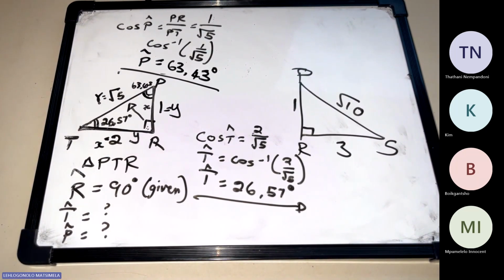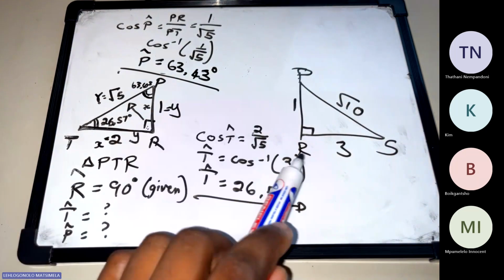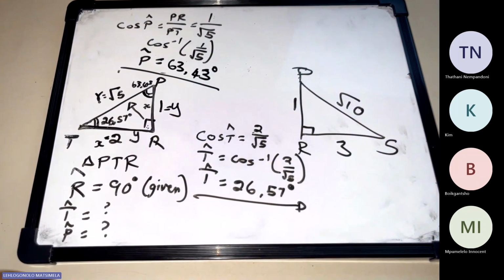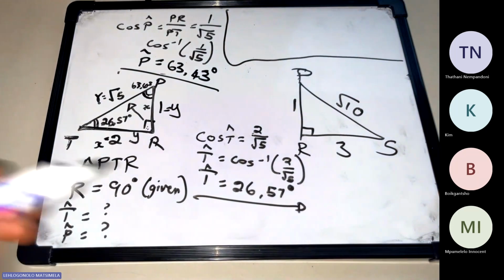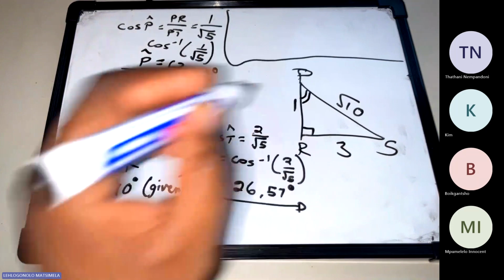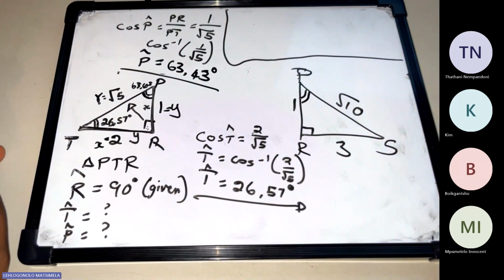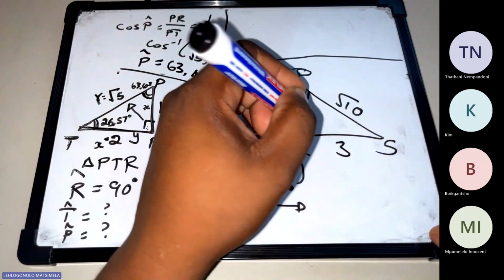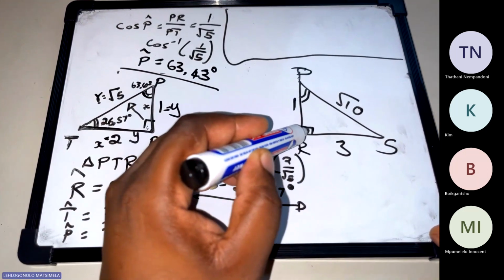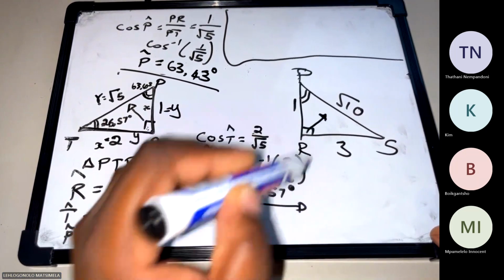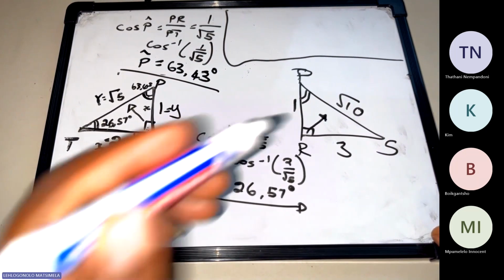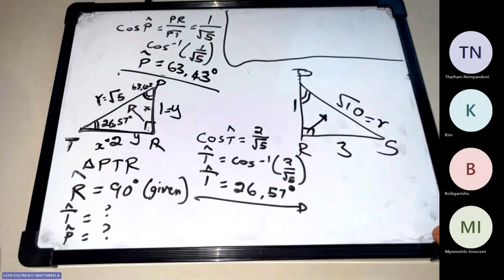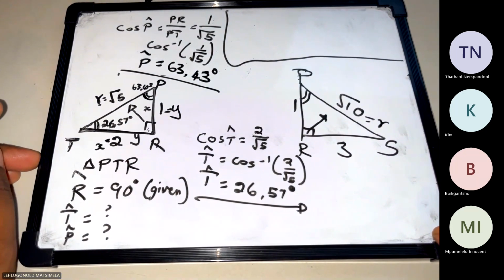Now let's go to the other triangle, the triangle PRS. In triangle PRS, we still have to figure out the angle at P. For the angle at P, we start by labeling X, R, and Y. The side opposite the perpendicular line, the 90 degree, becomes R, the hypotenuse, the longer side.